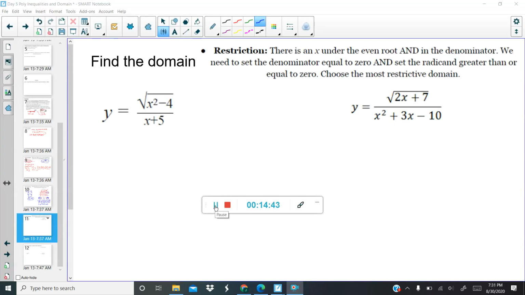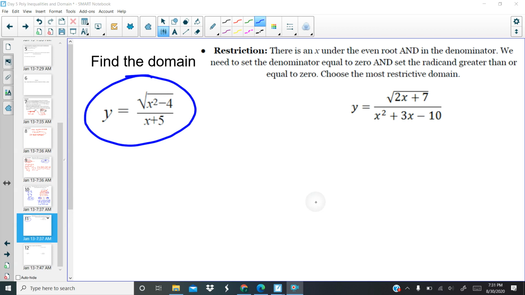Okay, so the last type of example that I want to do is going to be one like this first one here, where we have an x under an even root in the numerator and we have an x in the denominator. So we're going to have to do both the setting the radicand greater than or equal to 0 and setting the denominator equal to 0. And then I said over here, choose the most restrictive domain. That just means include all of the restrictions that are possible in your domain.